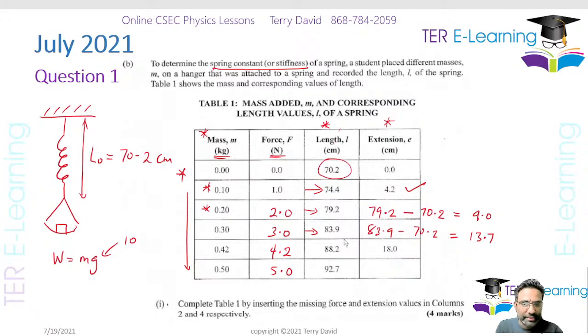Let's just double check that next value there. 88.2 minus 70.2, right? So that's correct. So then to work out this last one here, we're going to take 92.7 and subtract our 70.2 again, right? So that's 92.7 minus 70.2, and you're going to get 22.5. So this here is 22.5. So what I've just done here, I've worked out the table, right?